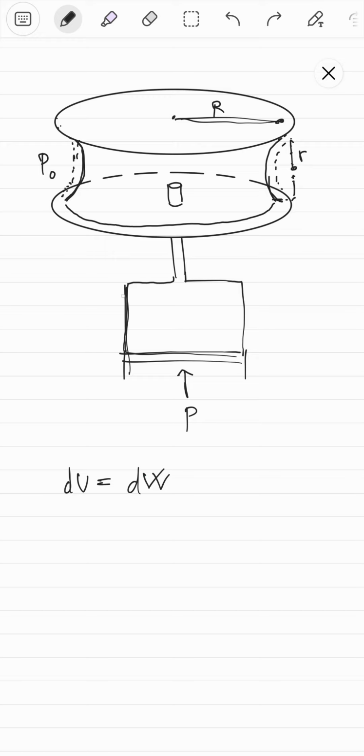Okay, so first of all, what is dw? Let's say that dv is the volume that changed. So this volume increased by dv, this volume decreased by dv. So the work done will be p times dv minus p naught dv. Anyway, p times dv minus p naught times dv. That's the work done, right?